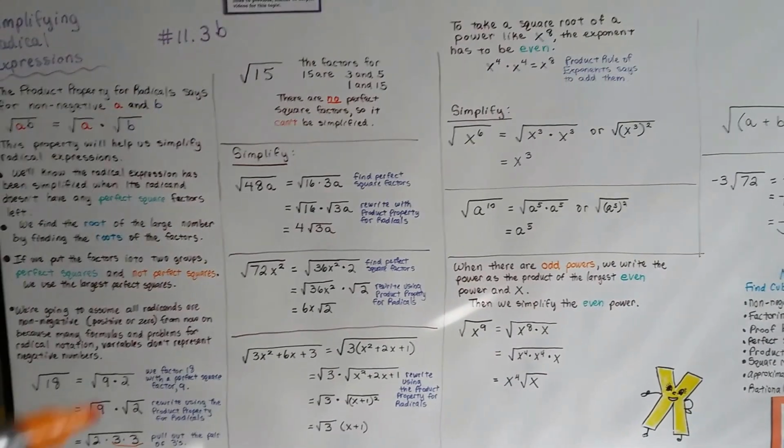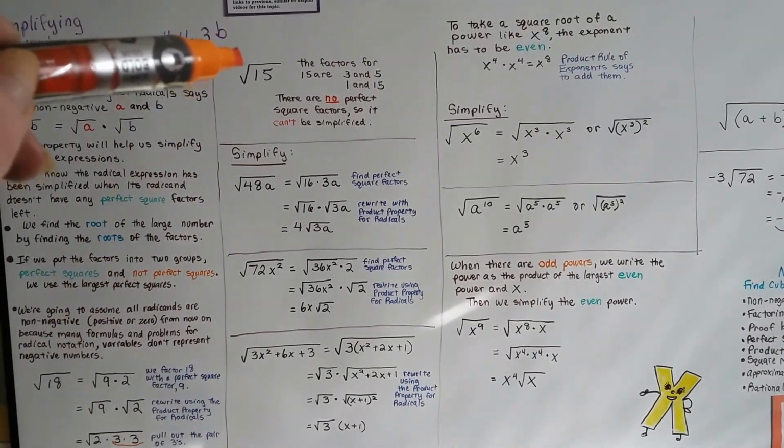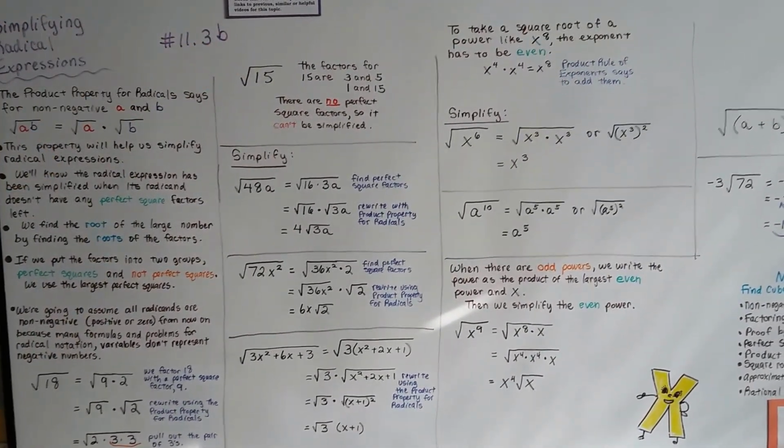In cube roots, we actually put a little 3 up in the corner here.